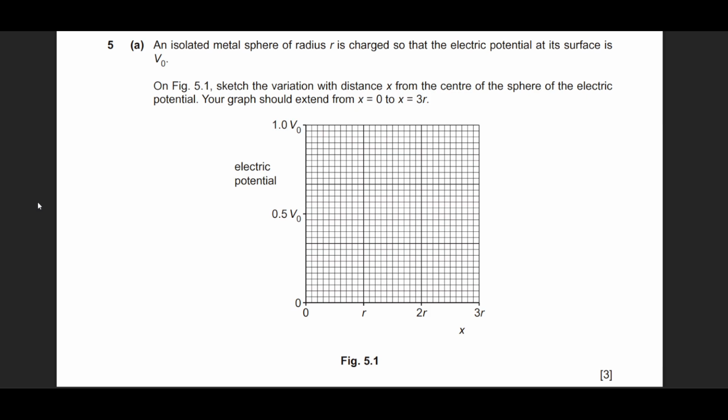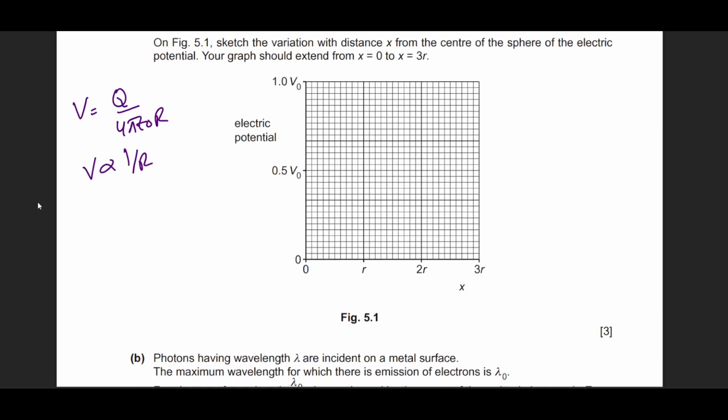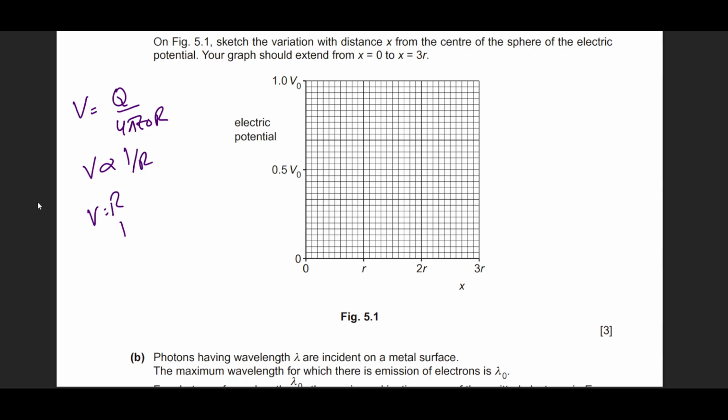Okay, 5a. Now the electric potential graph is very simple. We have Q divided by 4 pi epsilon naught R, so V is inversely proportional to R. So if you take a graph of V versus R, if R is 1, V is 1. If R is 2, V is 1 by 2, which is 0.5. If R is 3, V becomes 1 by 3, which is going to become 0.33. So on and so forth. If this is 4, then this becomes 0.25.